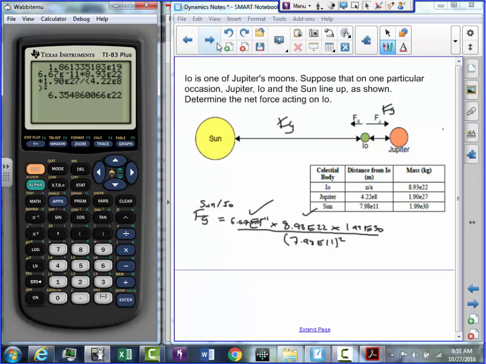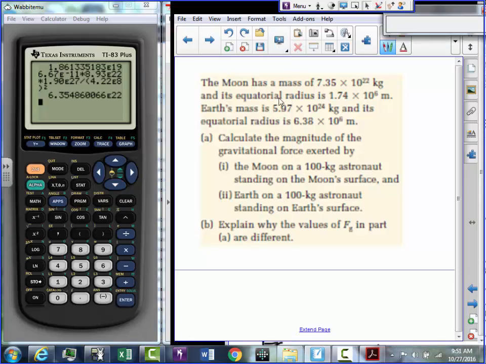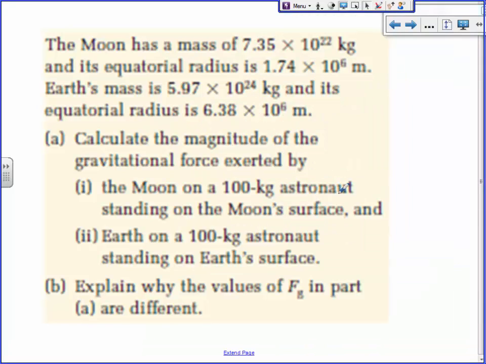So I think I have one last example, but I think you guys can probably handle this on your own. Let's just talk through how you solve it. I'm giving you the mass of the moon. I'm giving you the radius of the moon. I'm giving you the mass of the Earth and the radius of the Earth. The second two you already have in the data sheet.